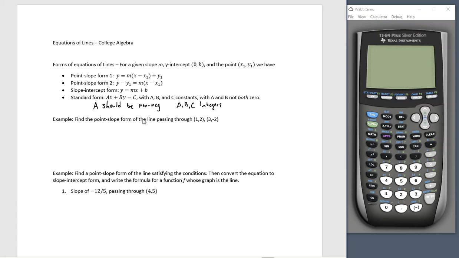All right, so let's do some examples. Let's find the point slope form of a line passing through the points (1, 2) and (3, -2). So we'll use point slope form number 2.